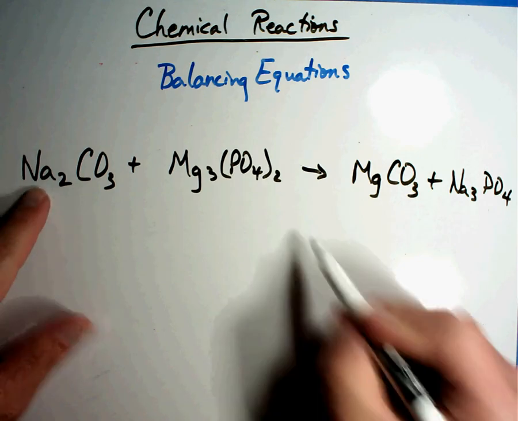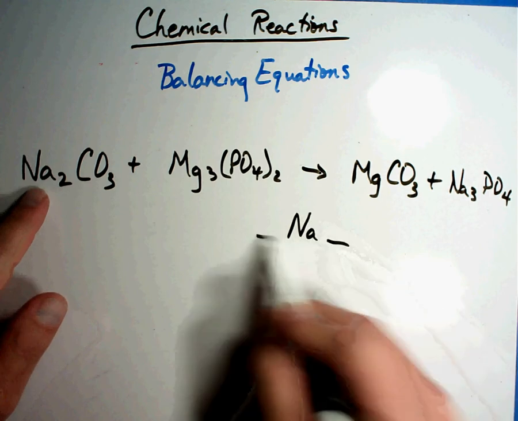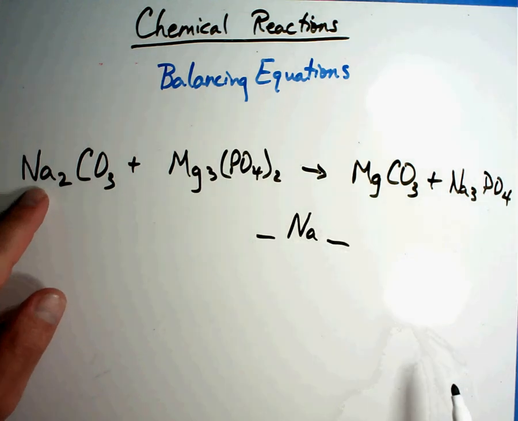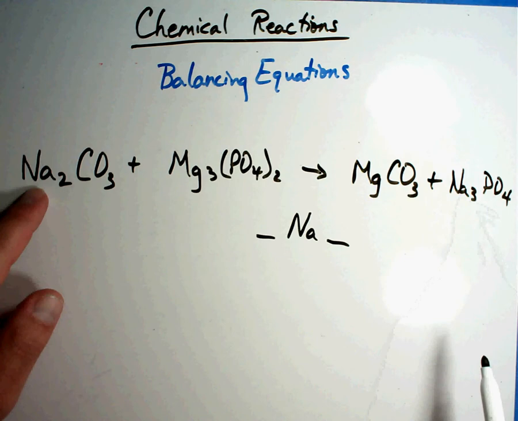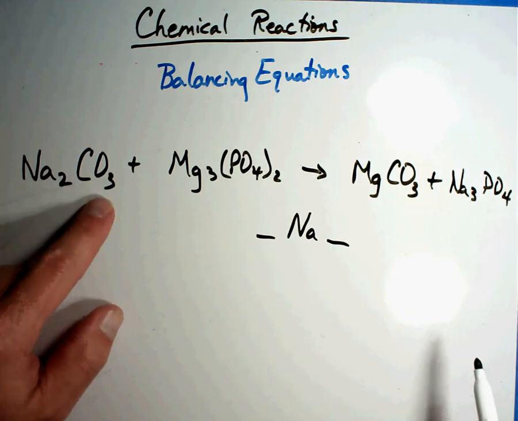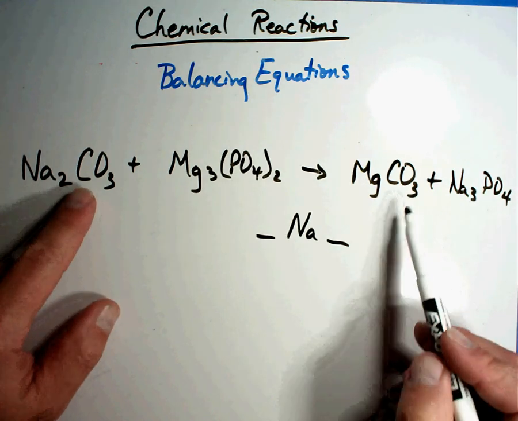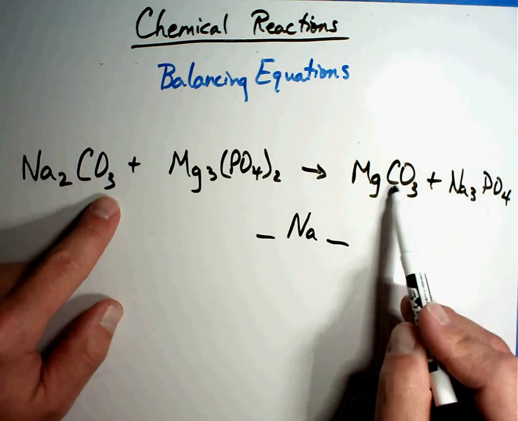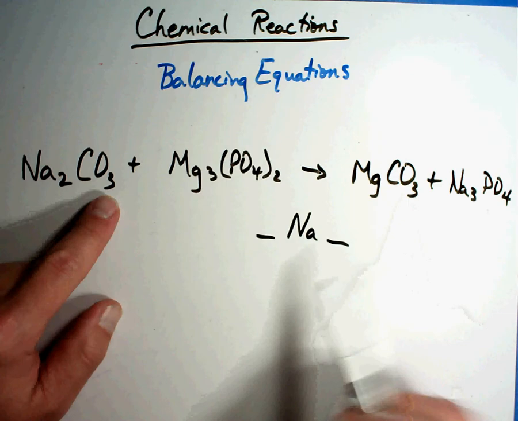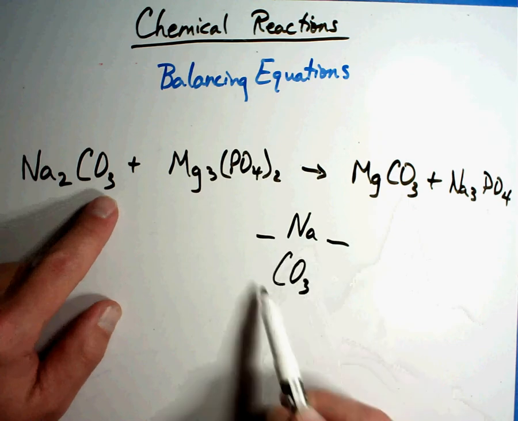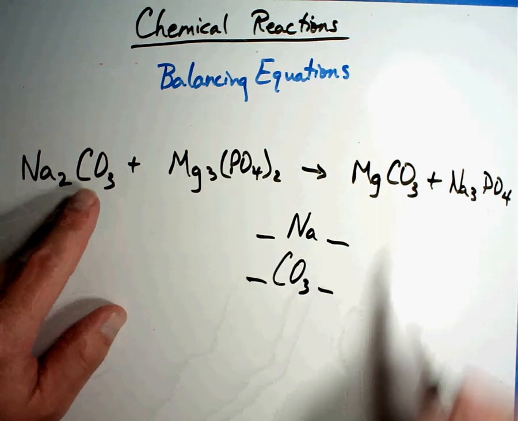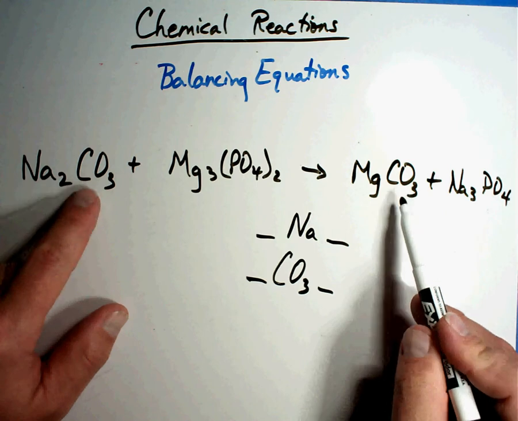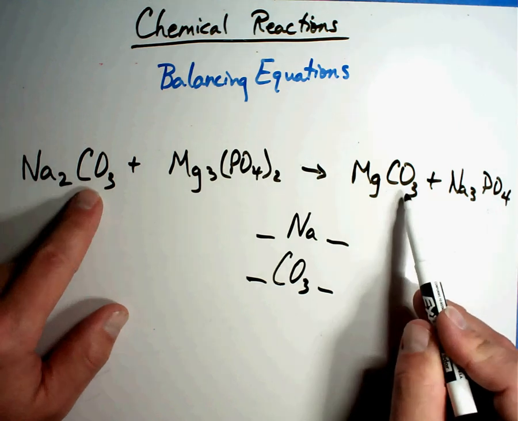I see NA. And I see NAs over there. That works good. C's and O's. But notice this. Here's a shortcut. See how I have CO3 together and CO3 stayed together on that side? Let's just count those as a group. Just sort of guys that hang out together. And since the formula is the same, we'll just count them as a group.